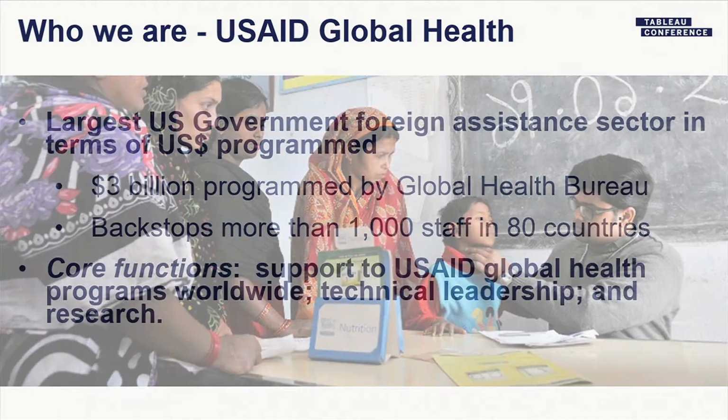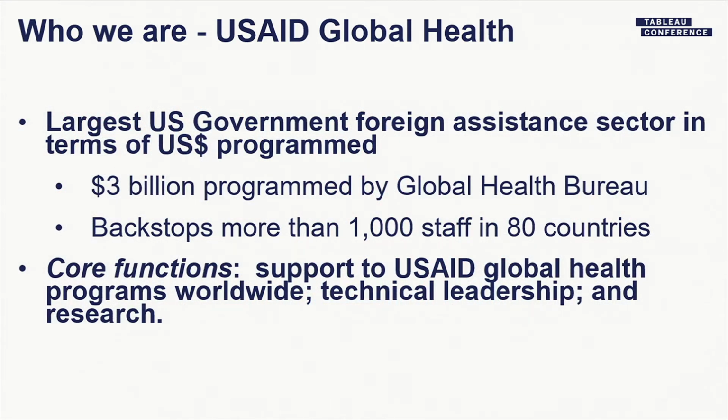In terms of size of the program in the Global Health Bureau, we are the largest US government foreign assistance sector in terms of US dollar programs every year. Our organization alone programs $3 billion in US dollar foreign assistance funds. The total USAID investments in global health are close to $5 billion. And if we include PEPFAR, the HIV/AIDS targeting programs, then that goes all the way up to $9 billion in annual budgets.